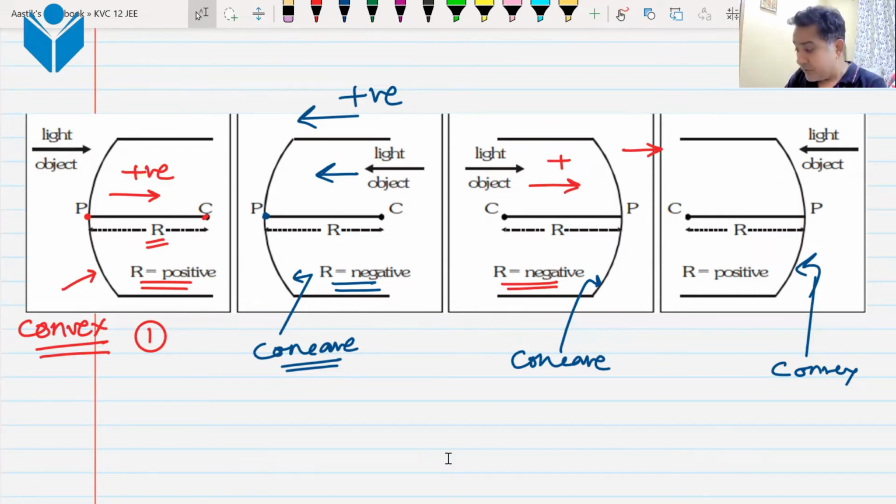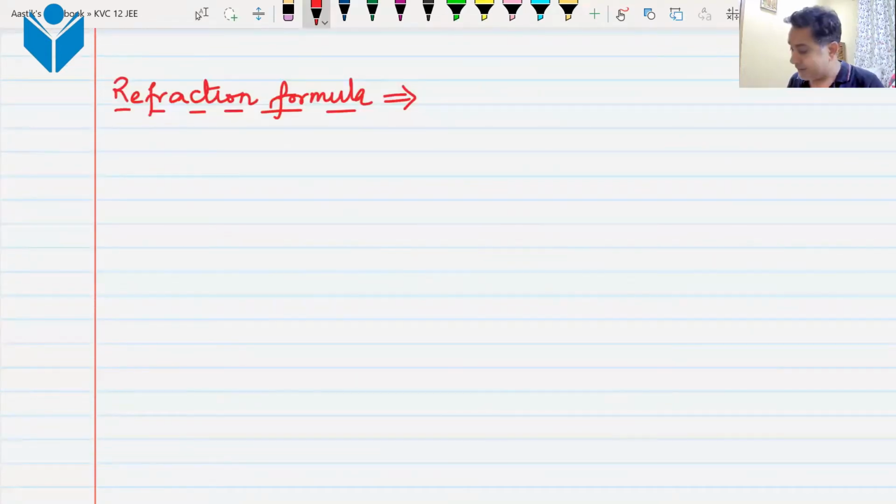Wherever you have refraction by a curved surface, we have something which is known as the refraction formula. The refraction formula for a curved surface. Does anyone know what is the refraction formula? Everyone noted the last thing? The sign convention is done? Done, sir. Anyone knows what is the refraction formula for refraction through a curved surface?